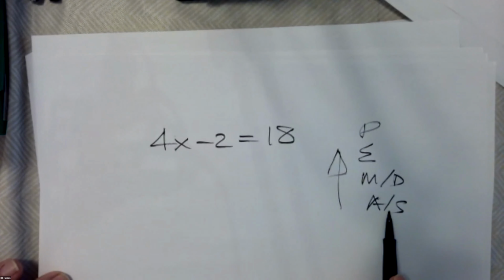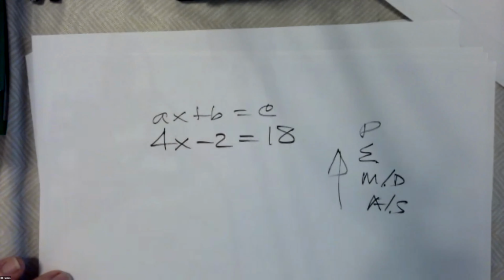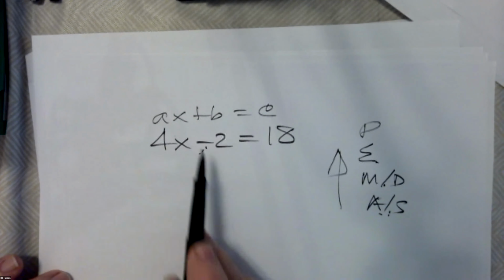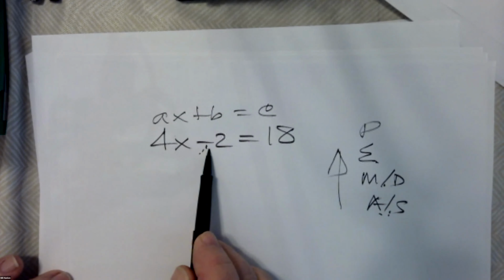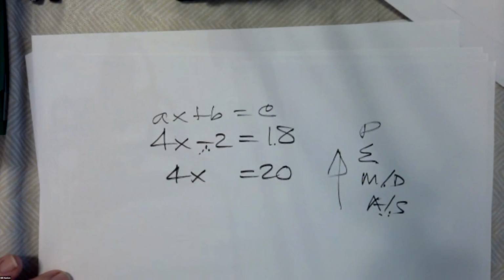So we get rid of any addition or subtraction, then we get rid of any multiplication, division, then we get rid of any exponentials and parentheses. So I look at this, and this is in the ax plus b equals c format. I have to get rid of any addition or subtraction. I have a subtraction of 2, so I'm going to add 2 to both sides. So I get 4x equals 20.